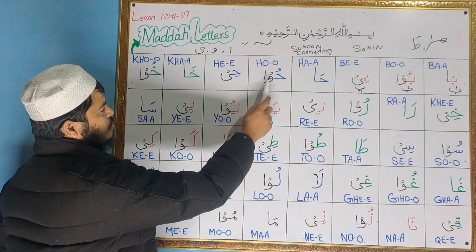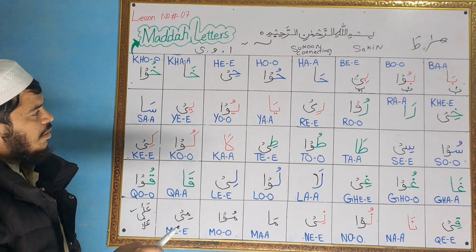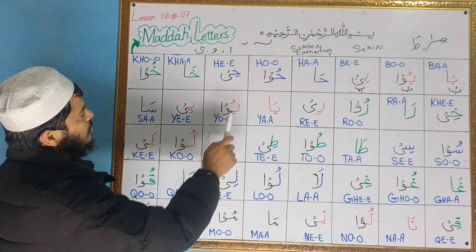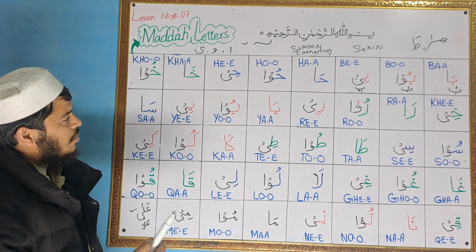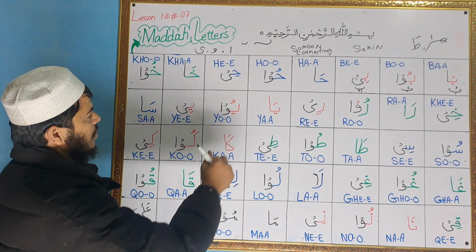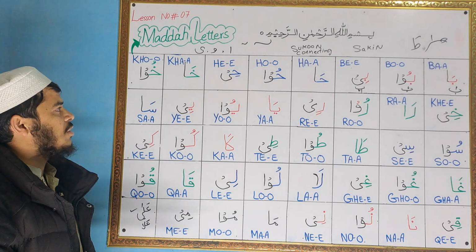So basically this sukoon sign connects two letters, and the letter with sukoon does not give any sound. It actually gives the sound with the letter with fatha, kasra, dhamma, or double fatha, double kasra, double dhamma. Basically when we separate it, it will not give any sound.